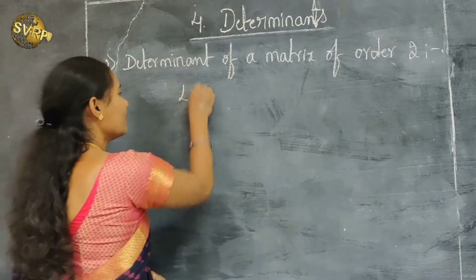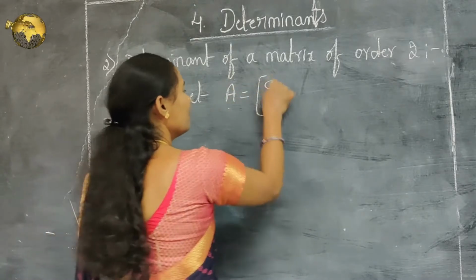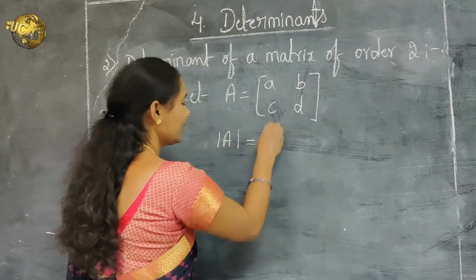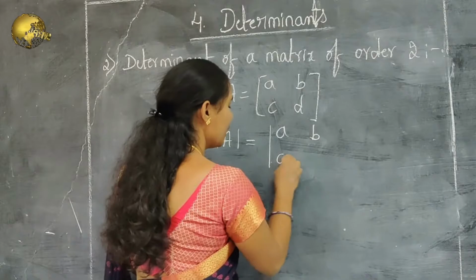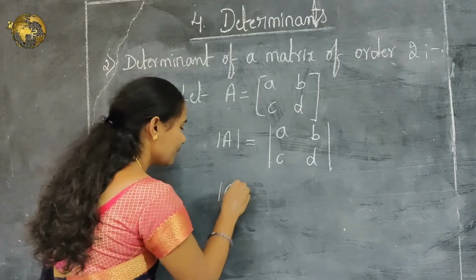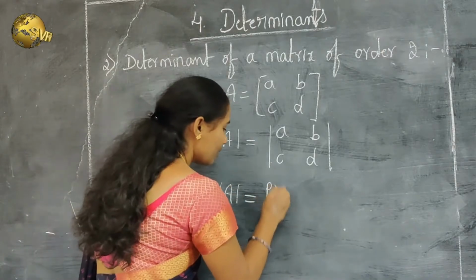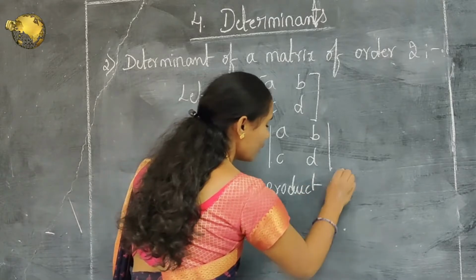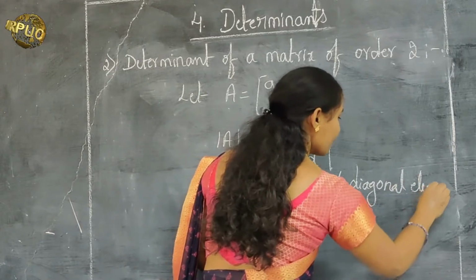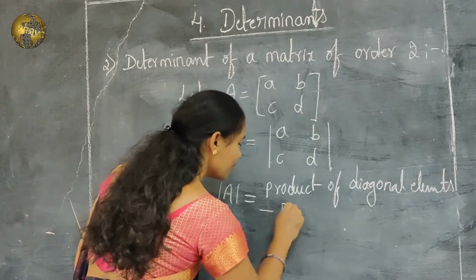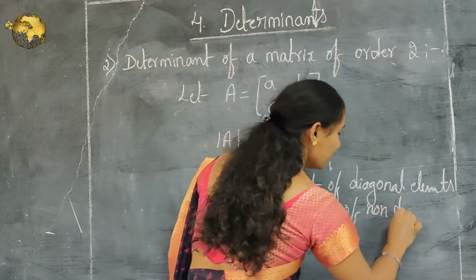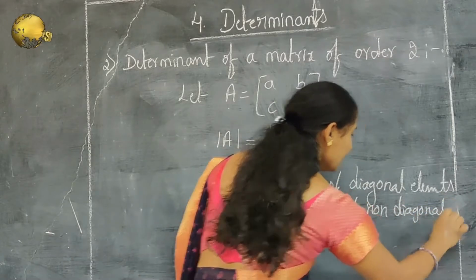Here let me take one matrix A equal to [a, b; c, d]. Then the determinant value for this matrix is the determinant of a, b, c, d. How to find the value of this determinant? Determinant of A is equal to the product of diagonal elements minus the product of non-diagonal elements.